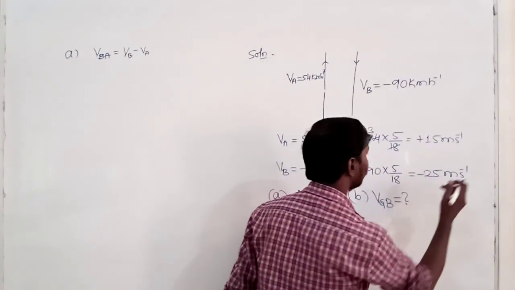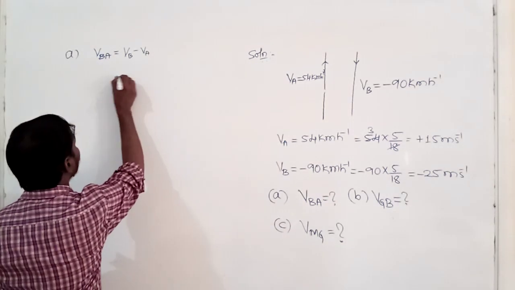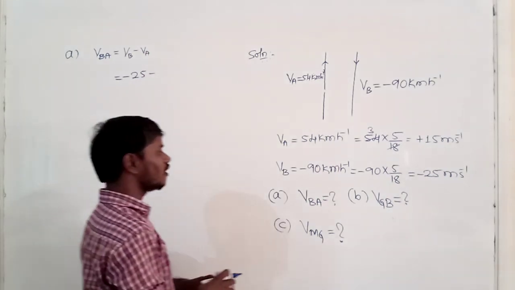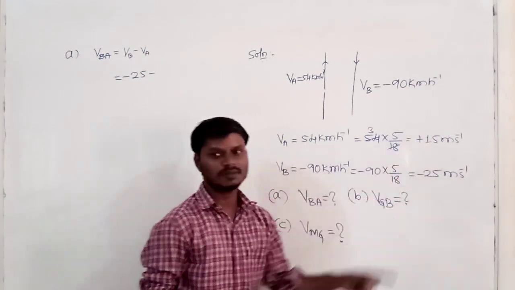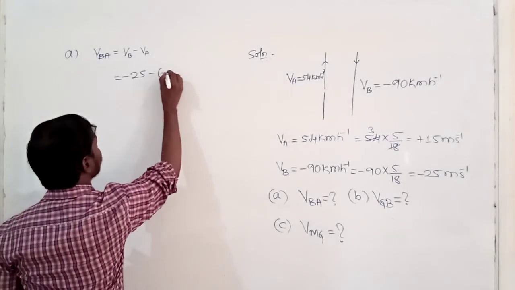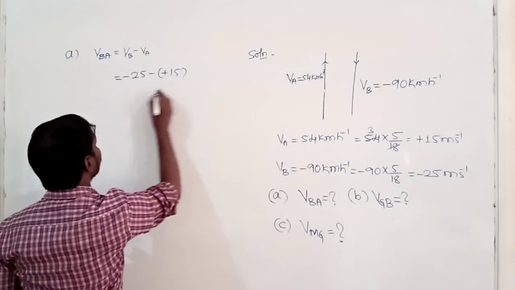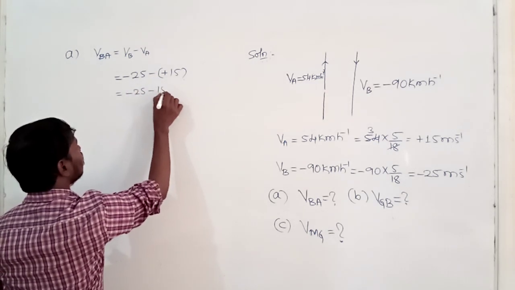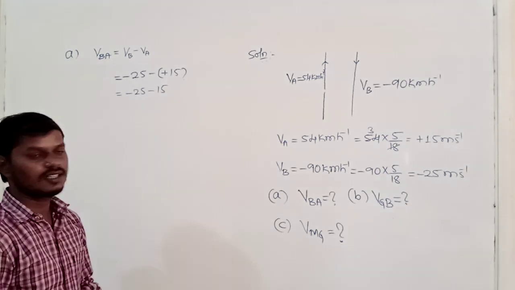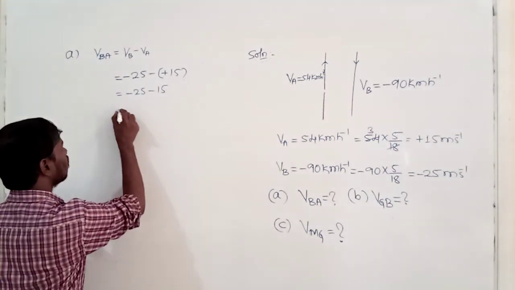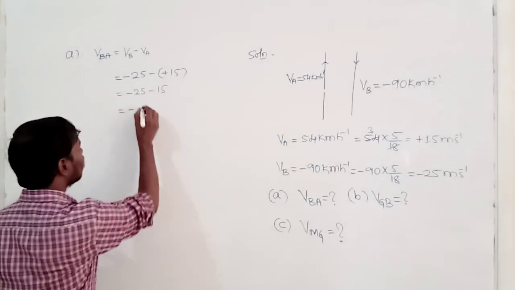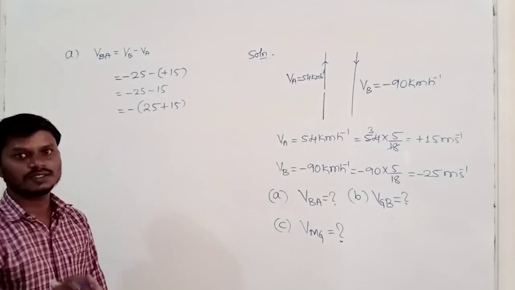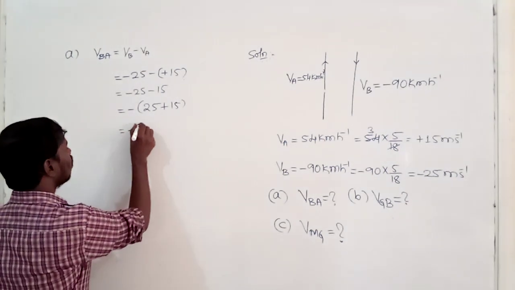Okay. So now, what about the velocity of train B? That is minus 25 meter per second. And minus of the velocity of train A, that is plus 15 meter per second. Then minus into plus 15, that is minus 15. Then minus 25 minus 15. I will take minus as common here. Then 25 plus 15, that is how much? 40. Then it is minus 40 meter per second.